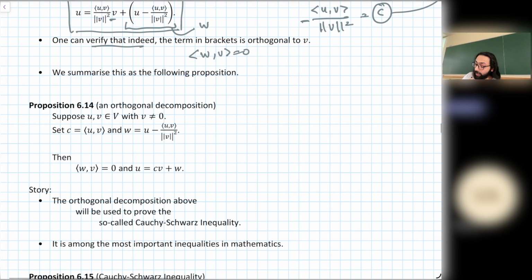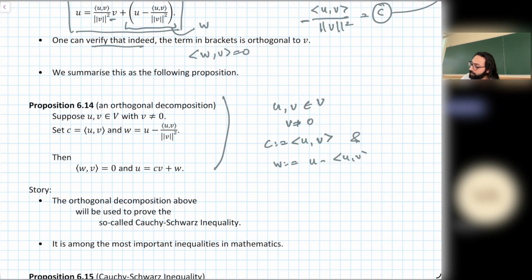All right. So now we basically summarize what we just said into a proposition. Suppose U and V are vectors, V is a non-zero vector. You define C to be the inner product between U and V, and W you define to be U minus the inner product of U and V upon the norm of V squared, times V. And then U is CV plus W, and the inner product of W and V is 0. Is this clear? All the discussion we had is exactly just summarized.